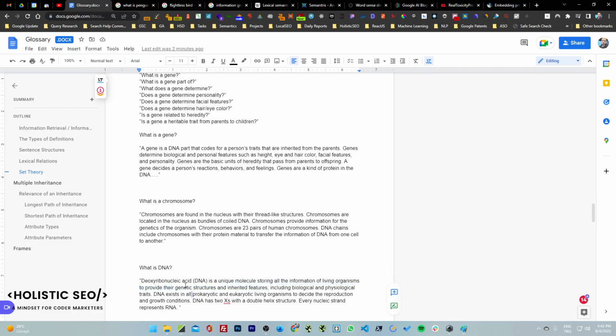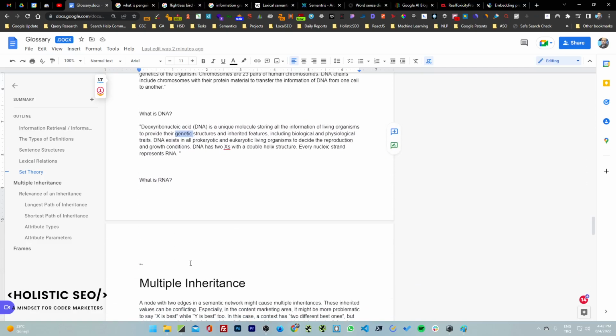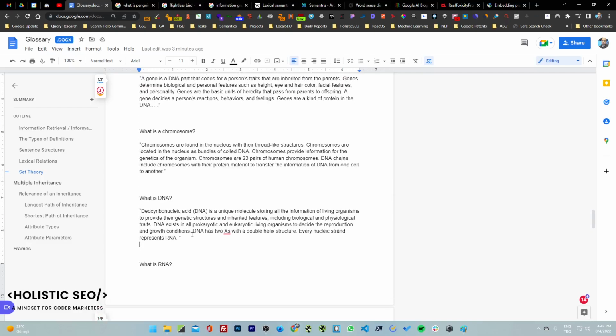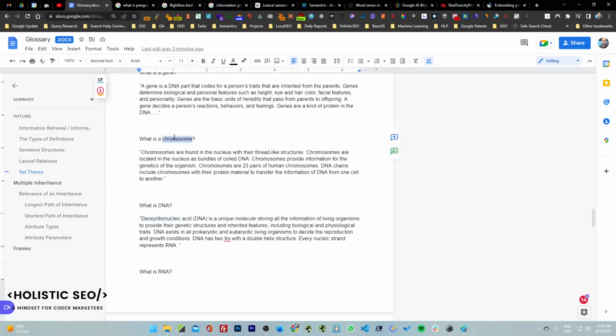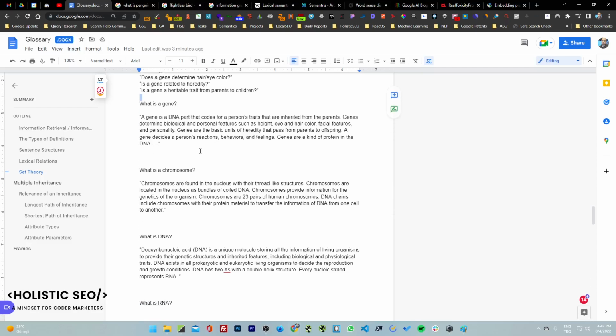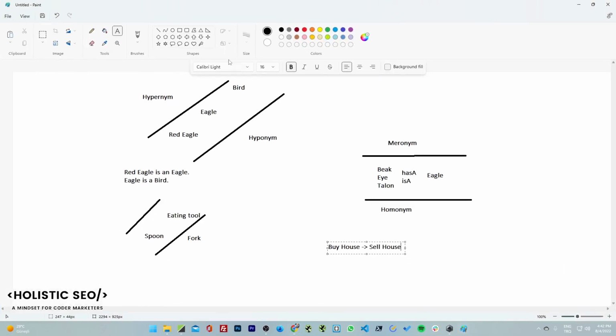Then I ask, let's say, what is genetic, or what is a gene? Then I read that, and I see that the word DNA, the word chromosome, and the word gene will appear there too. So again, we are creating an information graph, and all these things might be different pages, and all of them will need to link to each other by stating the relation between them.